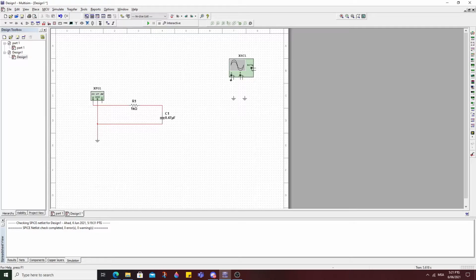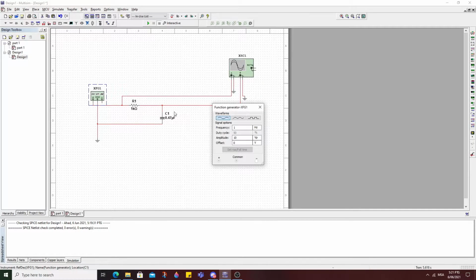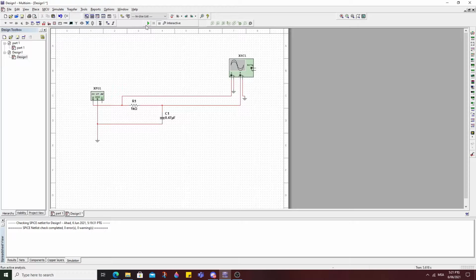For channel A on the oscilloscope, we need to put the negative sign before the resistor to ground, and for channel B, from the capacitor, the negative to ground. Then we set the frequency to 100 Hz, and the amplitude is 2 Vp. Then we can run the simulation.